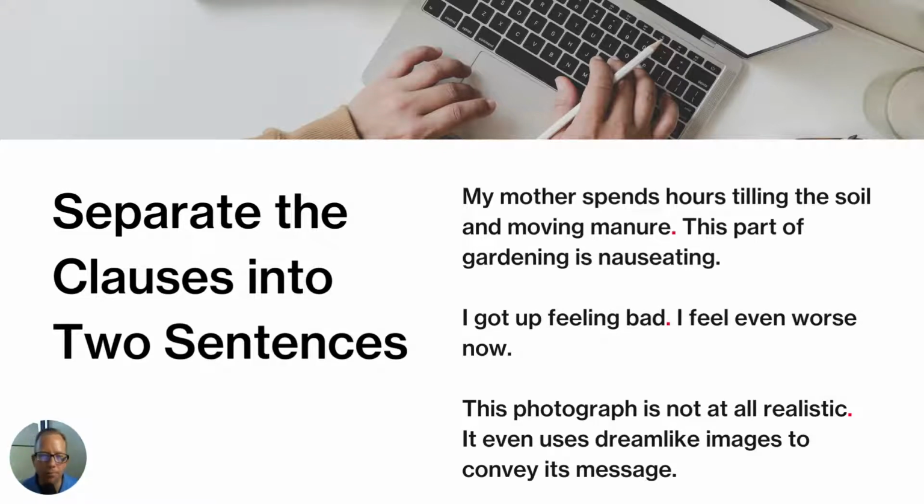Here's some solutions. Okay, you can separate the clauses into two sentences. Because they're independent clauses, you could just stick a period, capitalize, and then you're done, right? So right here, in our three different examples highlighted in red, you can see where the period is, and you just capitalize your next word and you're good to go because they're complete by themselves. You could do that. That is a solution.